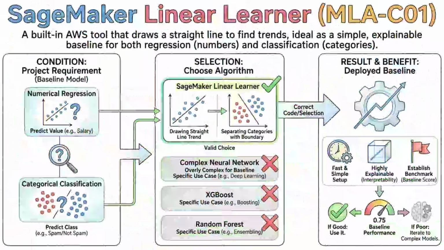It works by drawing a straight mathematical line through your data to figure out the general trend, which is brilliant for simple tasks like predicting an employee's salary based entirely on their years of experience. You should always consider Linear Learner when you need a fast, highly explainable model before moving on to more complicated algorithms.